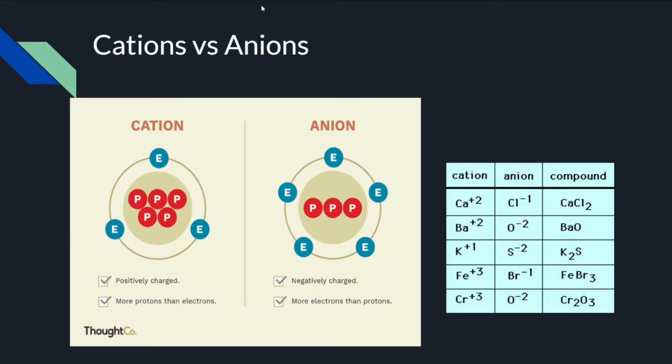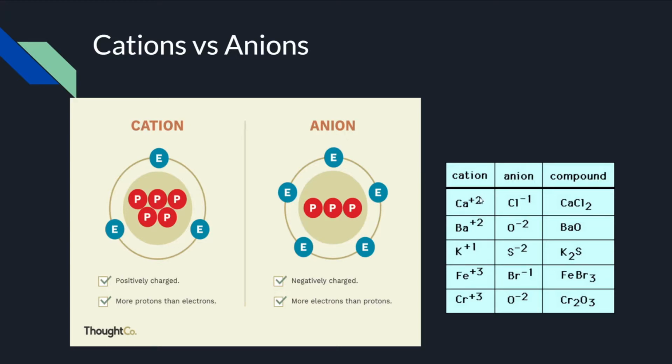And then we have cations versus anions. So cations, you can remember, is sort of like a cat. It's pretty happy. It's going to be positively charged, and there's going to be more protons than there are electrons. And then an anion is going to be negatively charged. It's sort of like an onion. You're crying. Miss Clark helped me learn that. And there's going to be more electrons than protons.